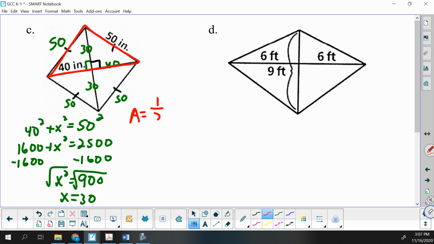is going to be 1/2. Our base of that triangle is 80, and the height is 30. But that just gives us for one of the triangles. If we double it, it'll give us for the whole figure. Well, 2 times 1/2 is just 1. 3 times 8 is 24, and then tack the 2 zeros on. So we'll get that our area is just 24, and we'll have inches squared.